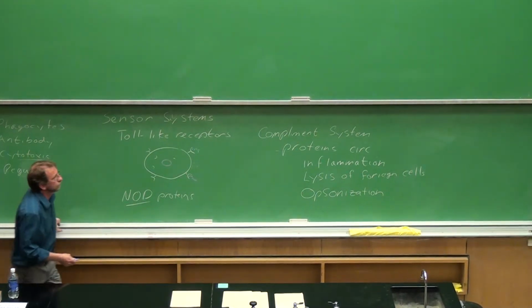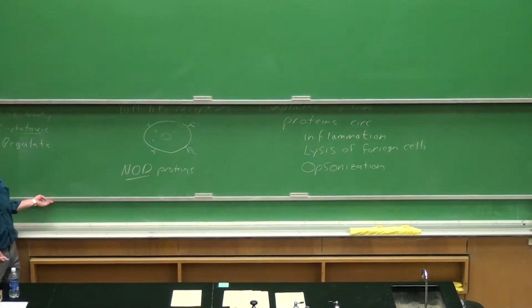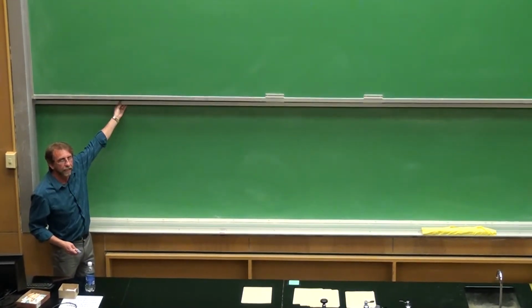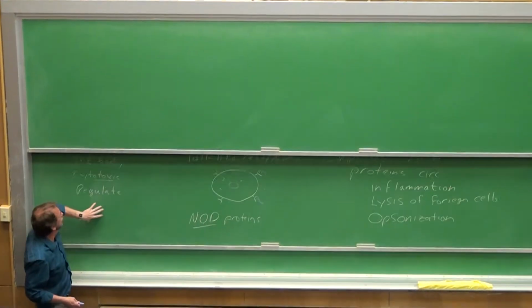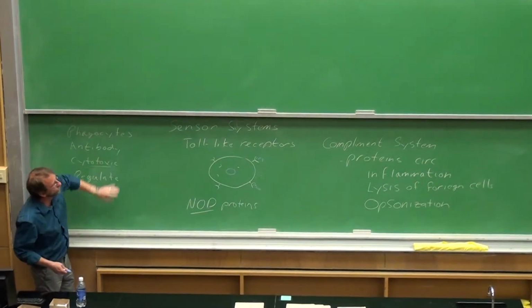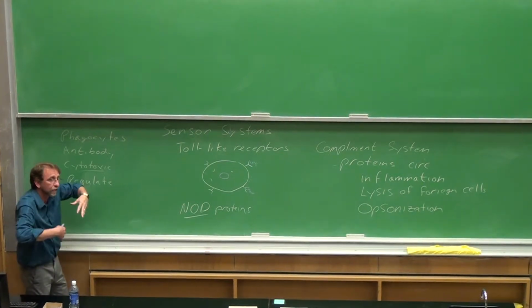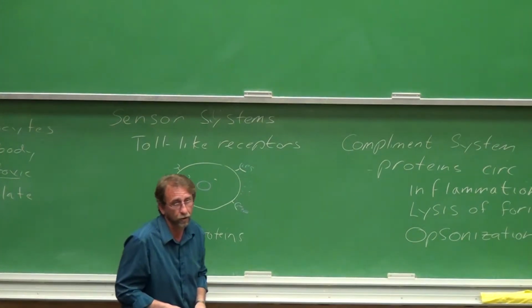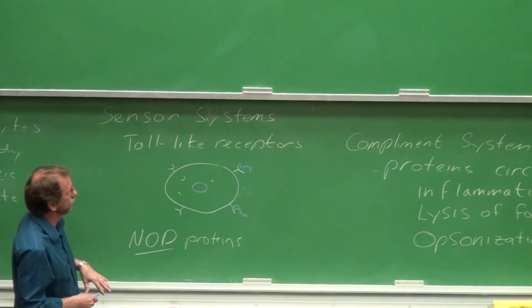Any questions about these two systems? Yes? You said something about cytokines? Cytokines, those are part of the communication system. Those are the chemicals that are being released that will bind to surface receptors. So those are the blue and purple?